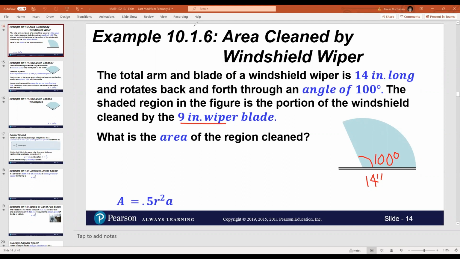Think about that. Doesn't that have to mean that this part, we don't really care. It doesn't have much to do with our story at all. And the part that matters, because this would be the radius measure, would be that 9 inches right here. The blade itself is a 9-inch blade that's wiping that turquoise area. So we want to know the area of that region cleaned.